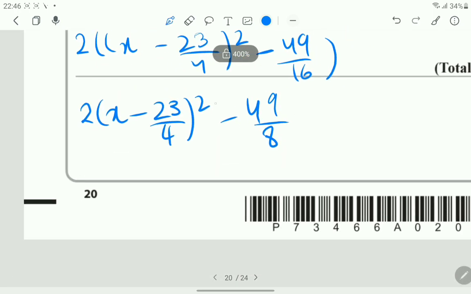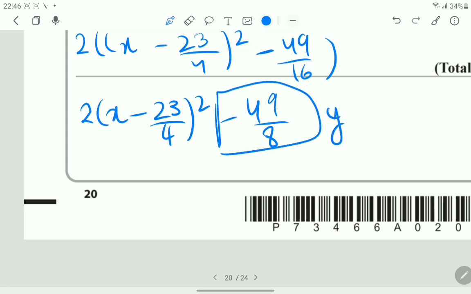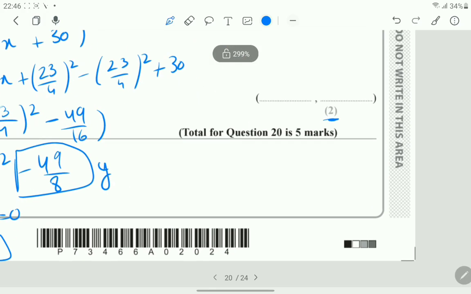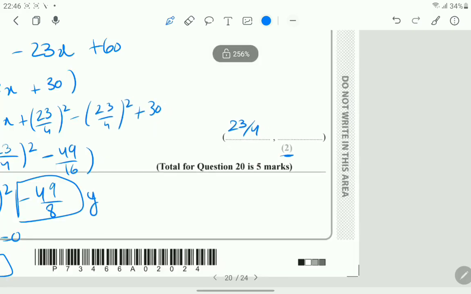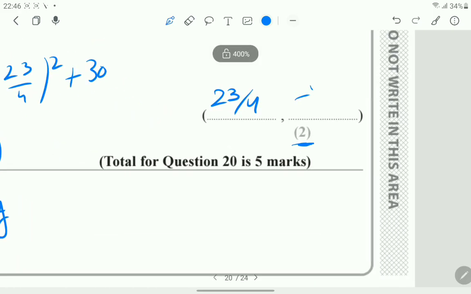So notice that this is our y coordinate, and x minus 23 by 4 equals 0. x equals 23 by 4 is our x coordinate. So 23 by 4 and minus 49 by 8 are your final coordinates for the turning point.